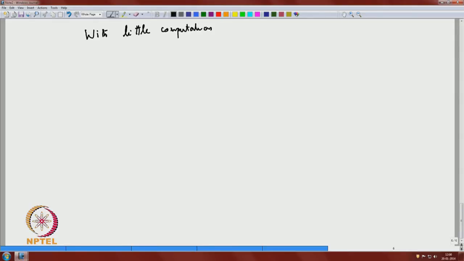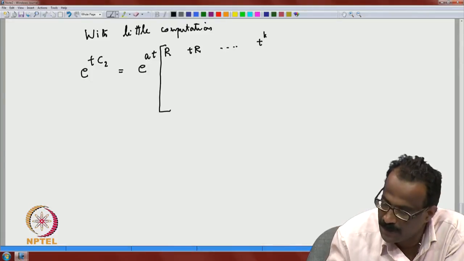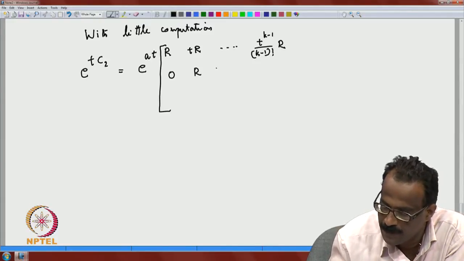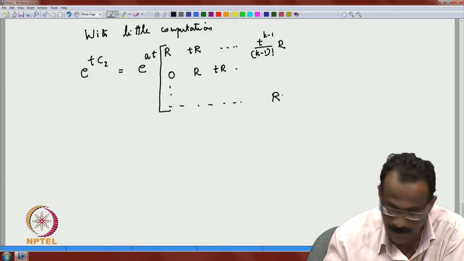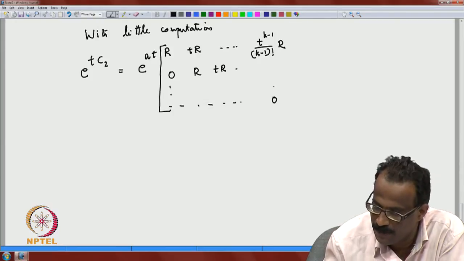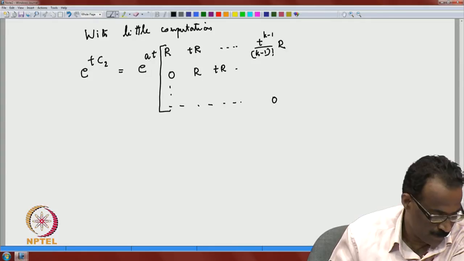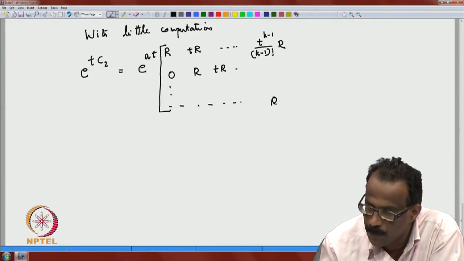the similar computation, you can write your e power t c2 is equal to, what is the matrix, e power a t into a matrix where everything comes in 2 by 2 blocks: r, t r, etcetera, up to t power k minus 1 by k minus 1 factorial r, and the last element will be r.